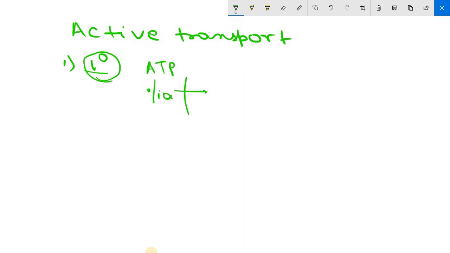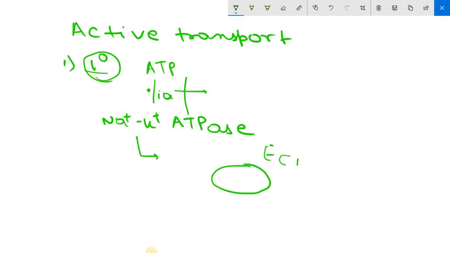Now, the most common primary active transport is the sodium potassium ATPase. This is the most common active transport. This sodium potassium ATPase is responsible for maintaining, this is your cell and this is the ECF, extracellular space, high intracellular potassium level and low intracellular sodium concentration. This is the basic function of the sodium potassium ATPase.